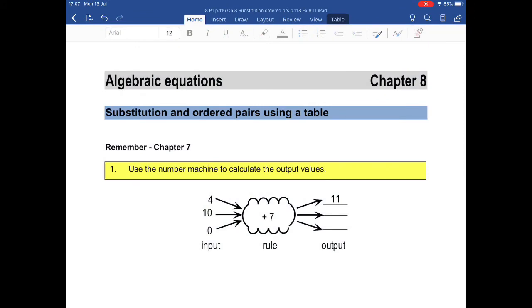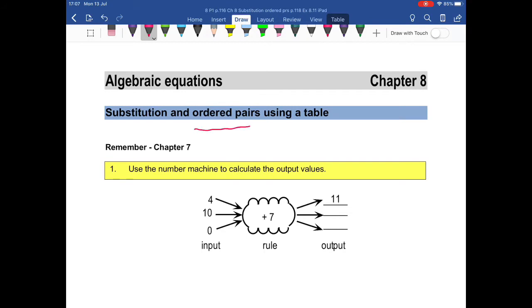We're now going to have another look at substitution, and in this case we are going to substitute in order to get some ordered pairs in a table. Let's just revisit chapter 7. Remember, we had the number machine. Whatever input was our x value. So if x was 4, it meant that I went 4 plus 7 is 11. Or x could be 10. So if x was 10, 10 plus 7, the output would be 17. If my input was 0, 0 plus 7 is 7. So that was the number machine.